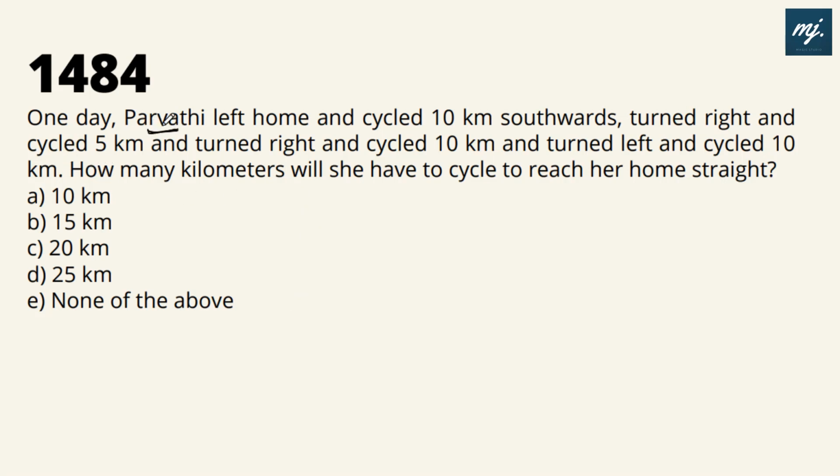One day Parvati, Pujaniya Parvati ji is with us. Parvati left home. North, south, west, east. Directions should be clear. Parvati left home and cycled 10 kilometers southward. This is the starting point. Turned right and cycled 5. Right means towards my left. Cycled 5, and turns right and cycled 10. Now heading towards west and turning right means turning towards north and cycling 10 again.